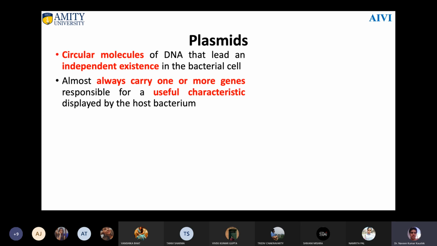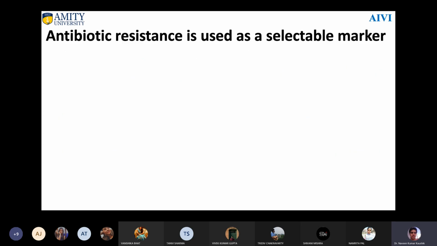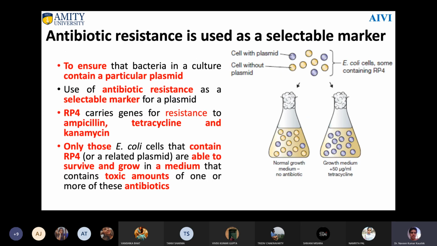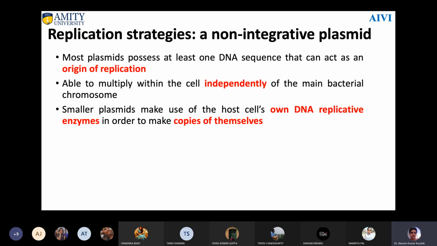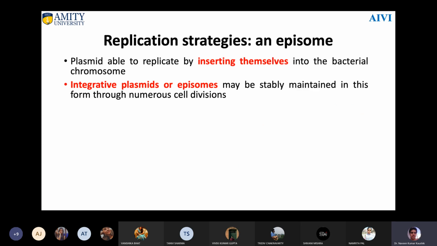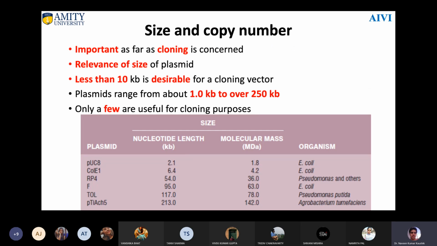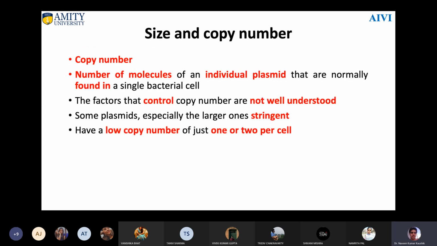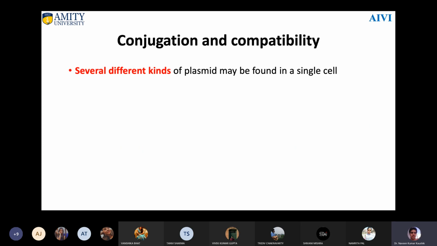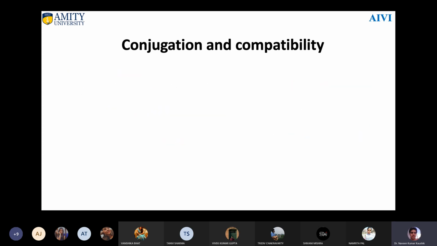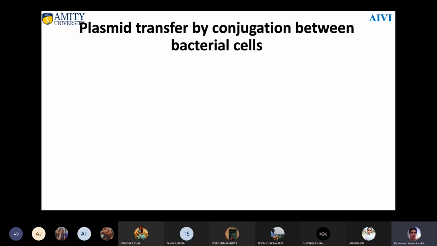Then we discussed that a plasmid can serve as a vector. Because of the properties they have, we make them serve as a good vector. That is the reason we design or derive our vector based on the properties of plasmids. Then we talked about the other properties of plasmids, the size and the copy number. Then we talked about the second type of plasmid, compatibility and conjugation.